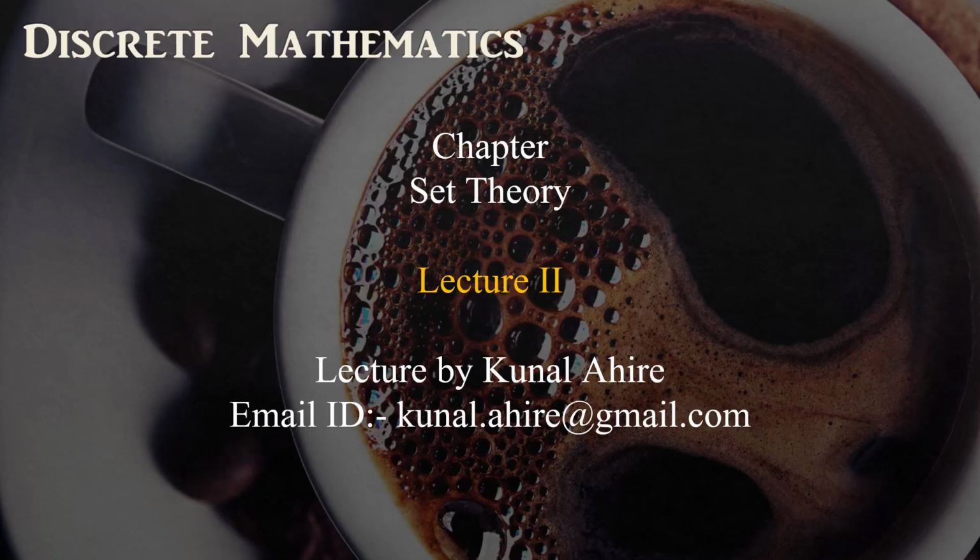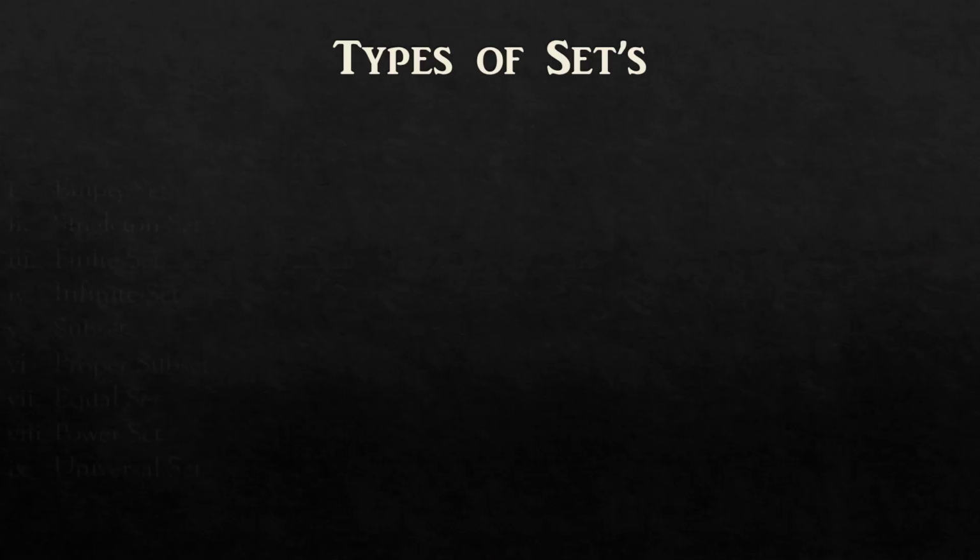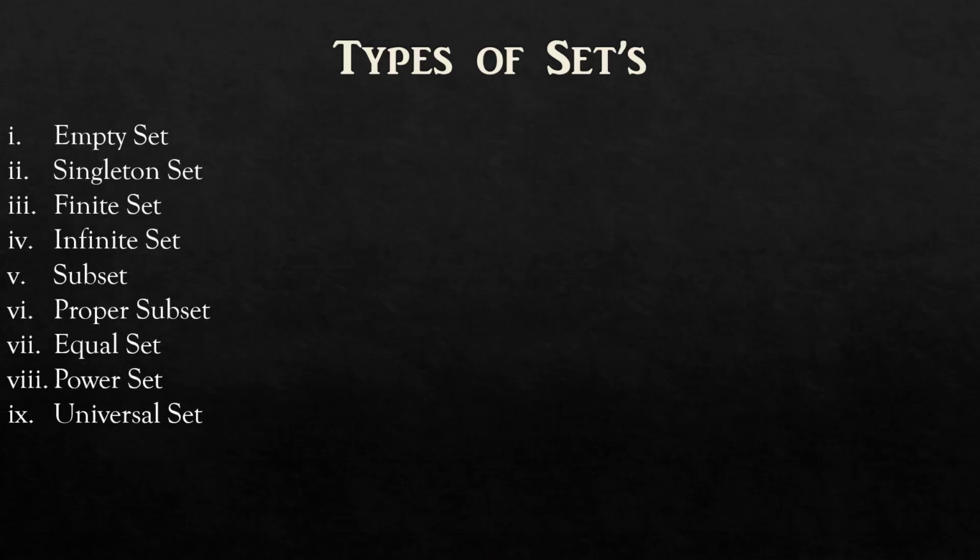Let's start with the new topic of set theory: types of sets. These are all the types of sets. First one is empty set. Second one singleton set. Third one finite set. Fourth one infinite set. Fifth one subset. Sixth one proper subset. Seventh one equal set. Eighth one power set. And the last one is a universal set.